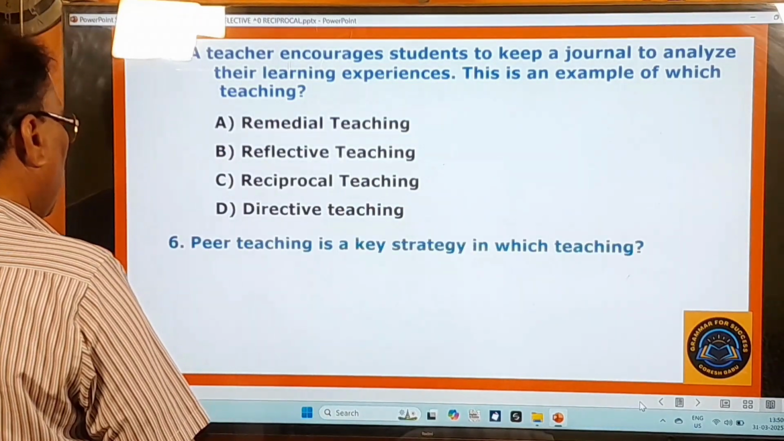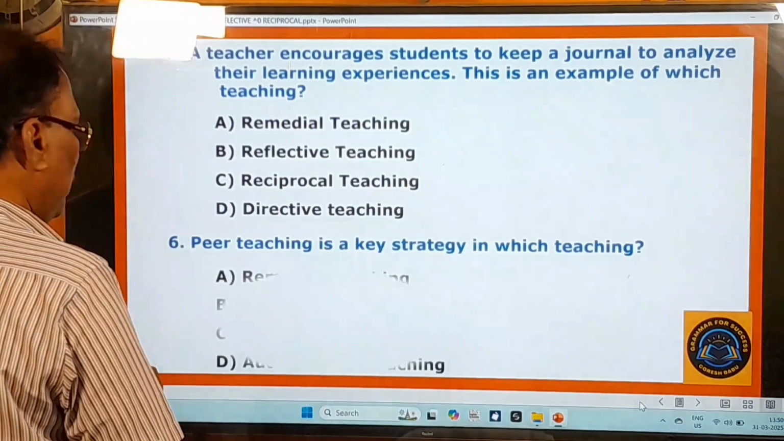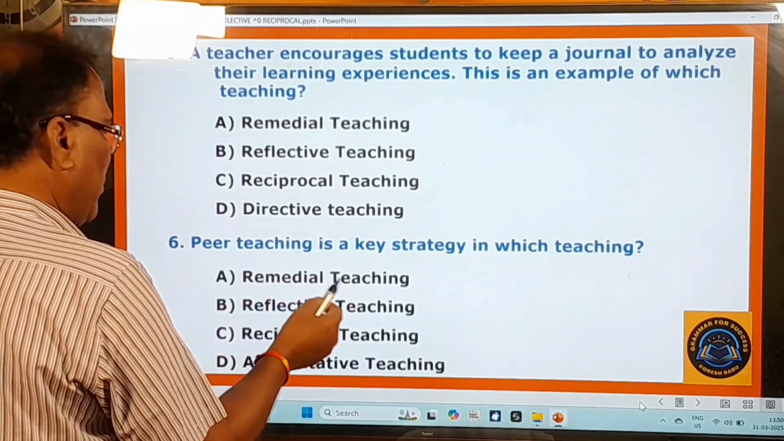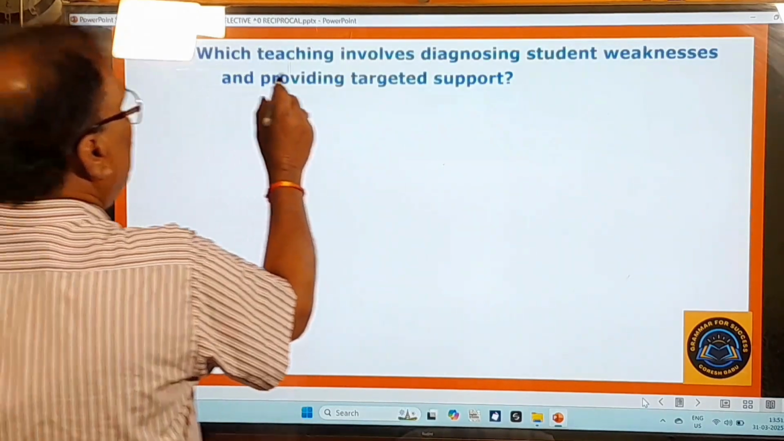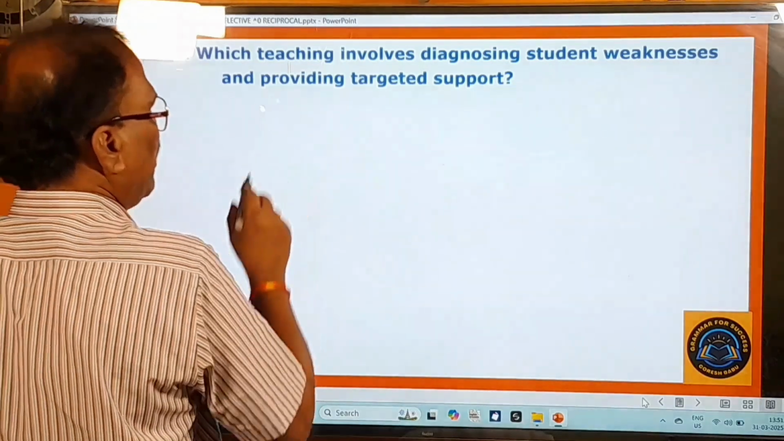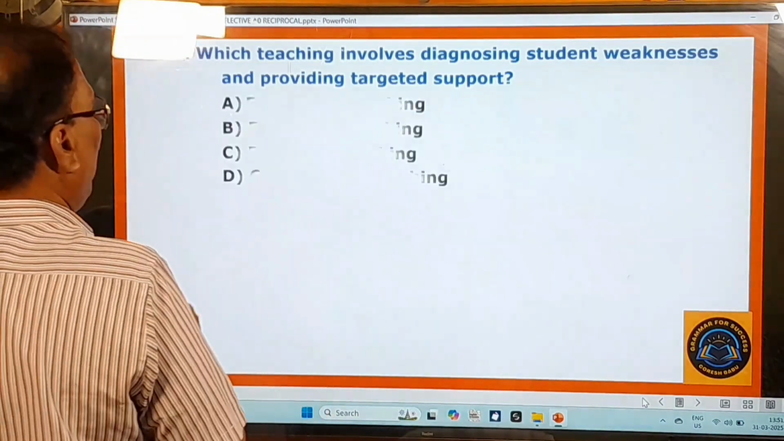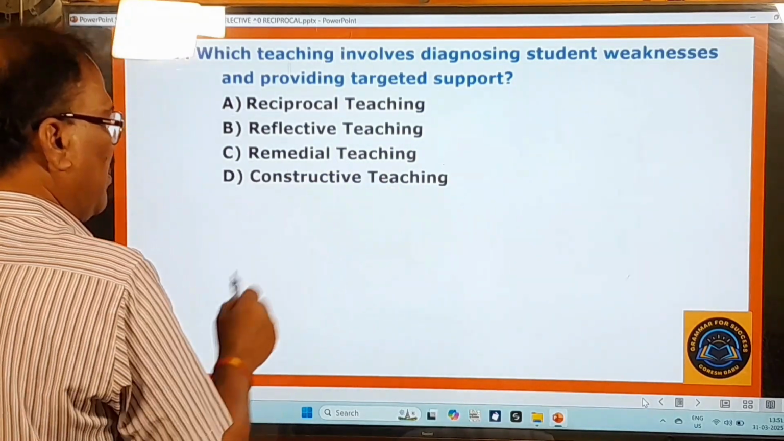Go to the sixth question. Peer teaching is a key strategy in which teaching? Remedial teaching, reflective teaching, reciprocal teaching, authoritative teaching. Seventh question. Which teaching involves diagnosing student weaknesses and providing targeted support? Reciprocal teaching, reflective teaching, remedial teaching, constructive teaching.